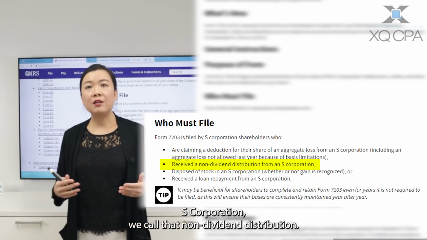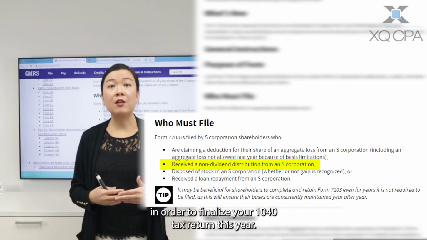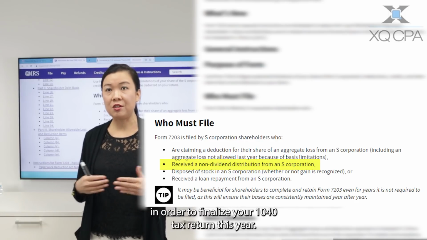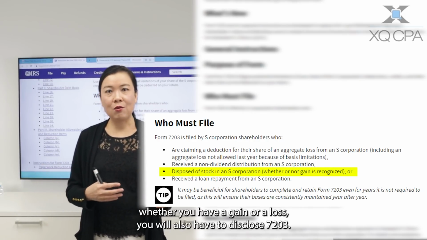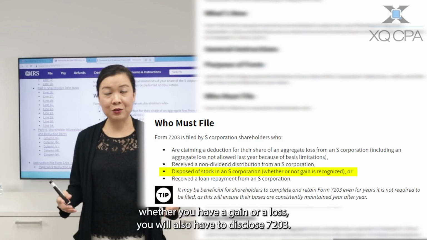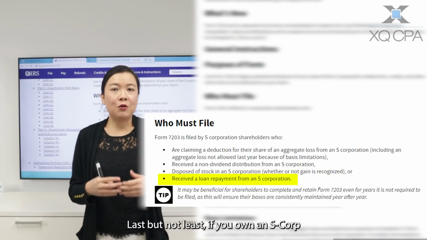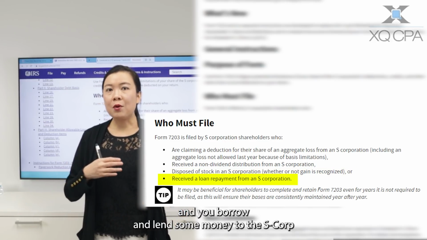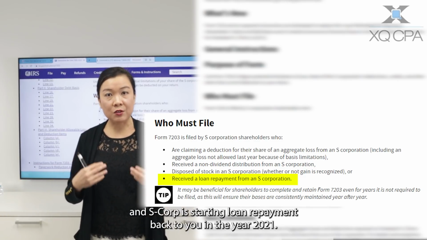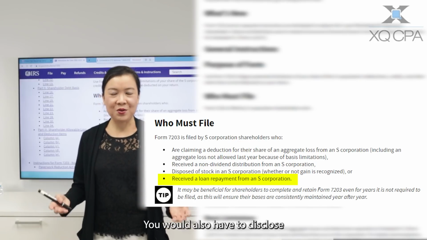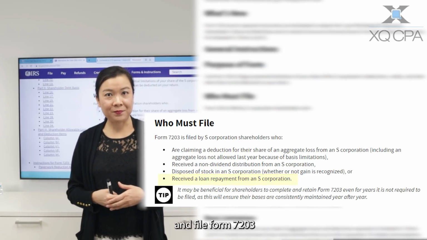Now, the second condition is that if you take out money from your S Corporation, we call that a non-dividend distribution. If you do that, you also have to submit 7203 in order to finalize your 1040 tax return this year. Now, the third thing is that if you dispose of or sell your stock, whether you have a gain or a loss, you will also have to disclose 7203. Last but not least, if you own an S Corporation and you borrow or lend some money to the S Corporation and the S Corporation starts loan repayment back to you in year 2021, you would also have to disclose and file form 7203.